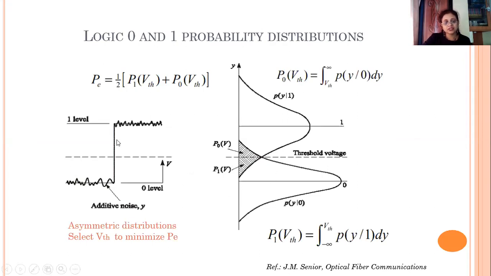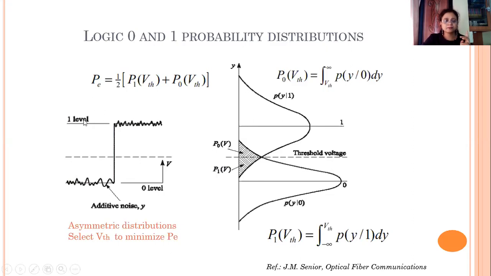As can be seen over here, this is my original signal, a square pulse that is transmitted, and because of noise addition, the signal may get distorted. One can see the signal corresponding to bit 1, level 1, and the signal corresponding to bit 0, level 0. Now at the receiver, to detect the signal, a threshold level is fixed, and this threshold level generally is the mid value of these two levels.